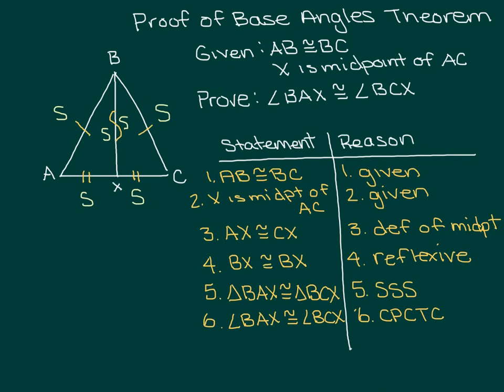That's the proof of the base angle theorem, because now I know that BAX is congruent to BCX, so the base angles of that isosceles triangle are congruent.